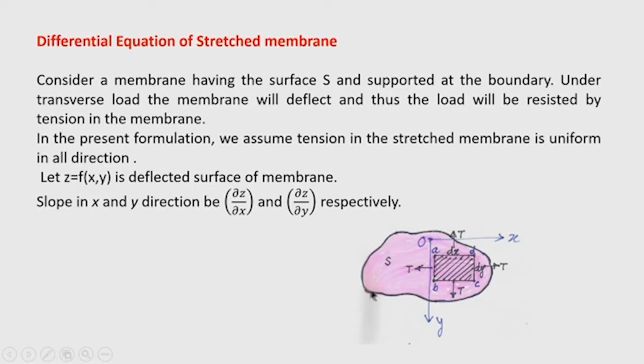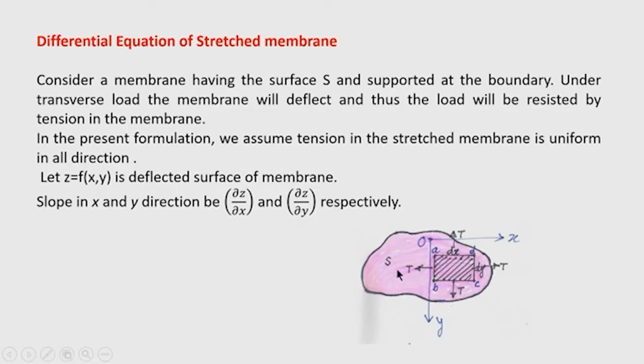Okay. Say this is a stressed membrane which has any geometry, and S is the surface. Here I have taken O as the origin, with the x axis along the positive direction, and the y axis along the positive direction as well. We assume that the tension in the membrane is the same in all directions. So, here the tension is T, along the y axis it is also T, and it is uniform.